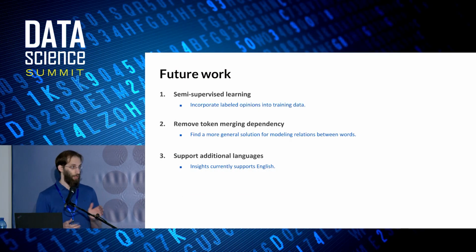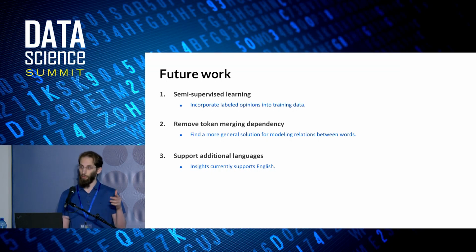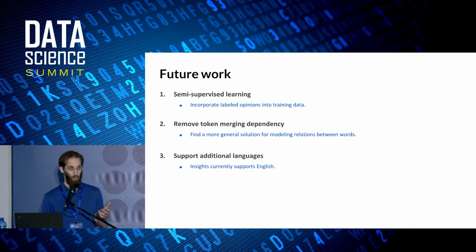So great, that's most of the talk. In terms of future work, there's a few other things we want to try in this problem. First of all, semi-supervised learning. We tried to learn only from star ratings. Future work is, once we obtain a pretty reasonable set of labeled opinions, try to somehow combine this approach and labeled opinions.